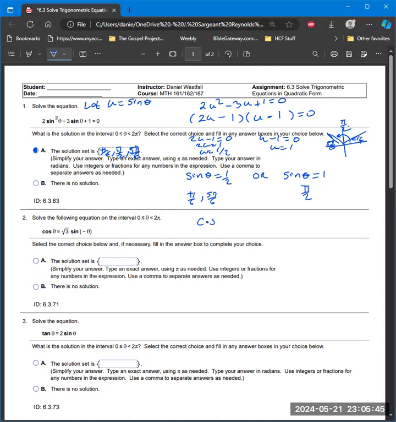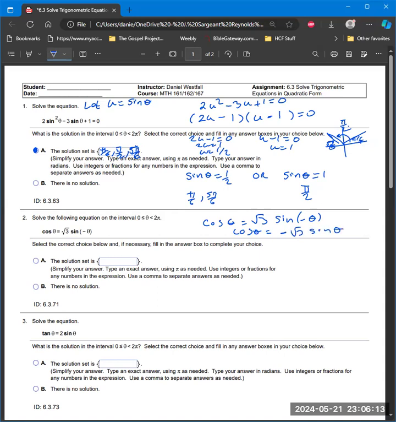Cosine of theta equals root 3 sine of negative theta. First thing I need to do is pull that negative out from the sine. So cosine of theta is equal to negative root 3 sine theta.